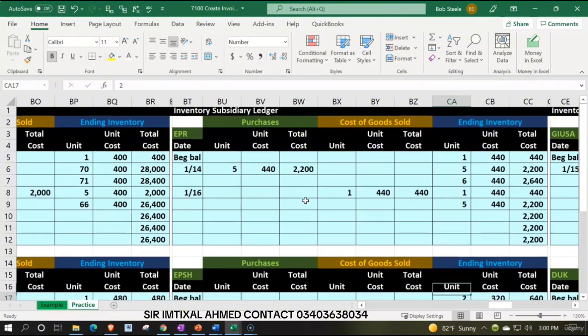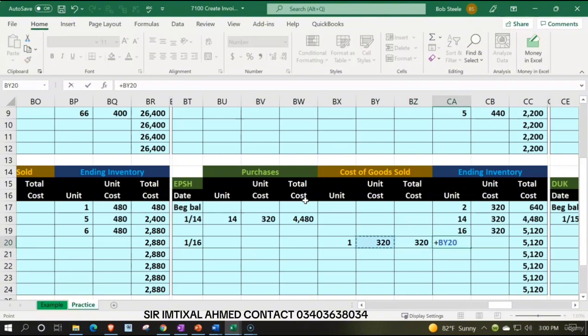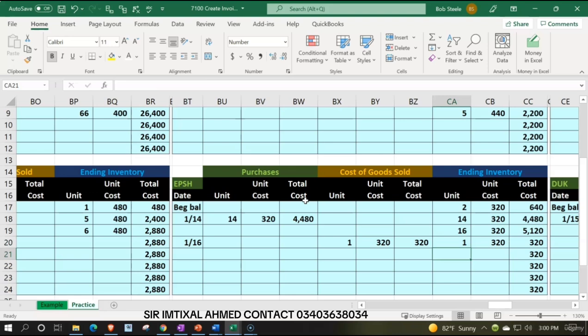We're also going to say that we sold some of these EPSHs. So I'm going to go down here in the next line again. This is on line 20 on 1/16. In the cost of goods sold area, we're going to say we sold 1. These cost $320. So 1 times 320 is 320. Ending inventory, I'm going to pull this on over. 320. 1 times 320. We had 16, so 16 minus 1 means we have 15 left at 320. So this now equals the 15 times the 320. We're now at the 4,008.